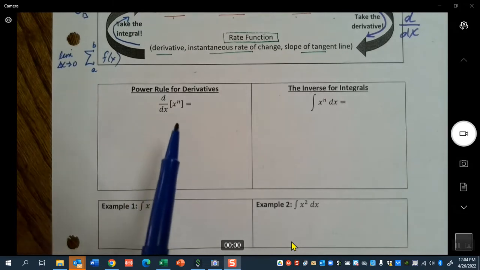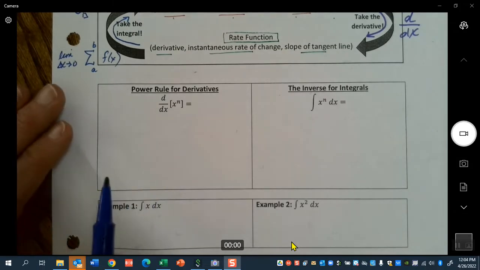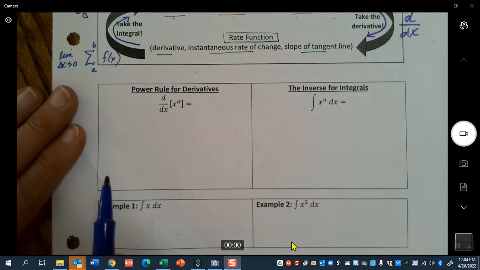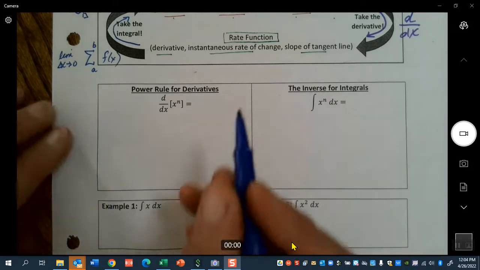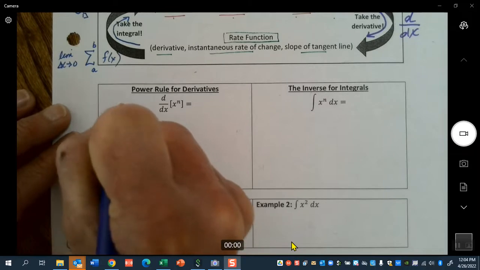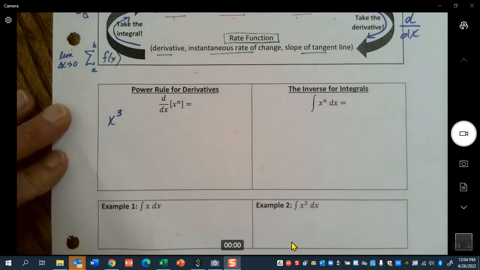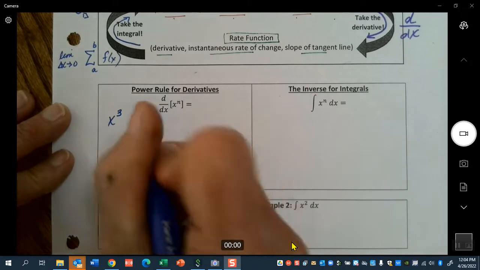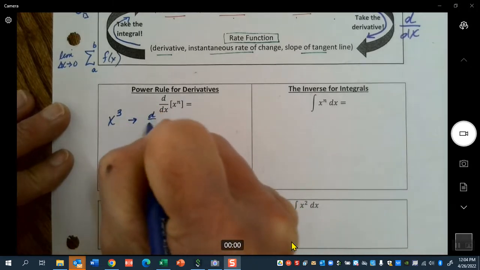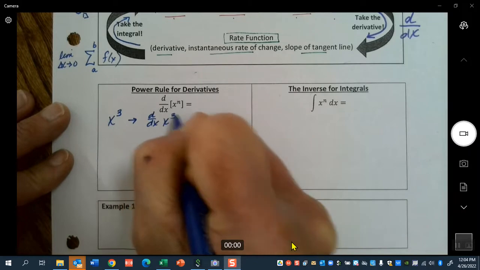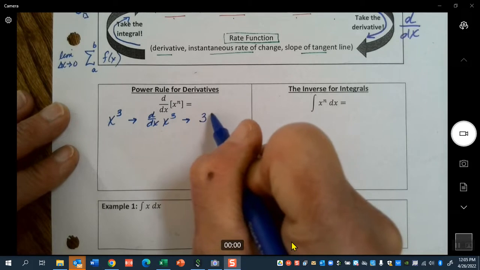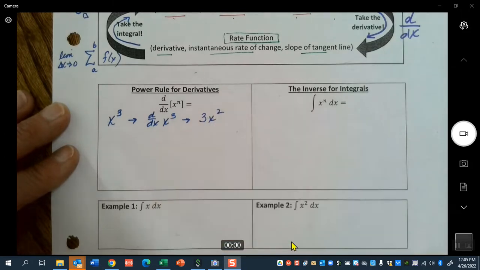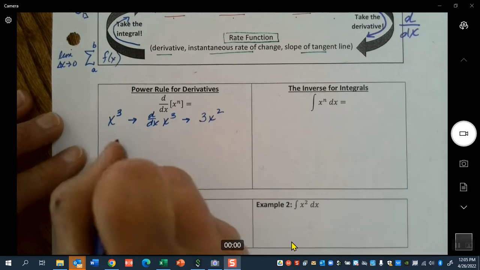So as a review, your power rule for your derivative, let's say that I have my original function of x cubed. You know that when you're looking for the derivative, you're going to find d/dx of x cubed. Your method for doing that is to bring the exponent down as a factor times your variable to one less power. So let's talk about what you just did.